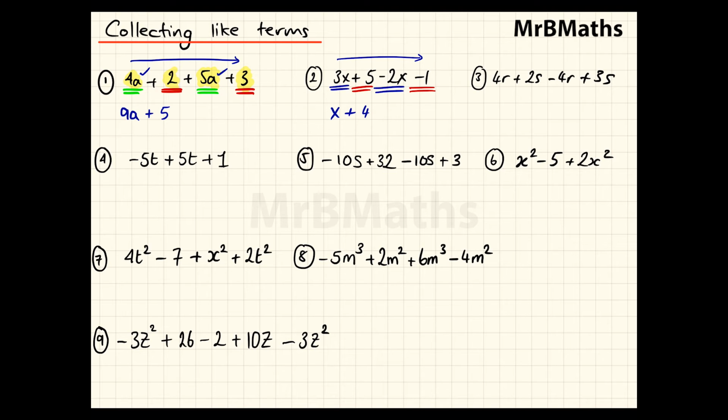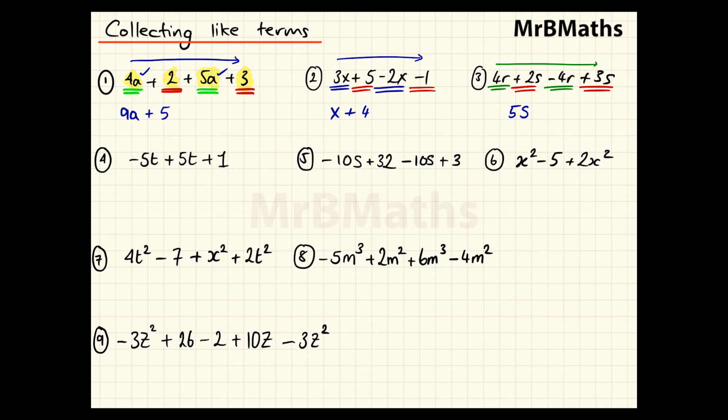Right, if we look at question 3, we're starting with r. So for r, again scan the expression for other r's. From left to right, I see that there's minus 4r. So if I've got 4r, take away 4r, that leaves me with nothing. I do not need to write 0r. Okay, I can just forget about it. I then look at plus 2s, plus 3s. So plus 2s plus 3s will give us plus 5s, or just 5s. And that is the answer. Okay.